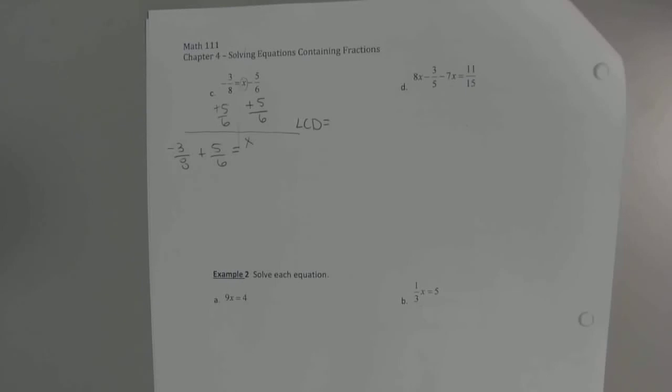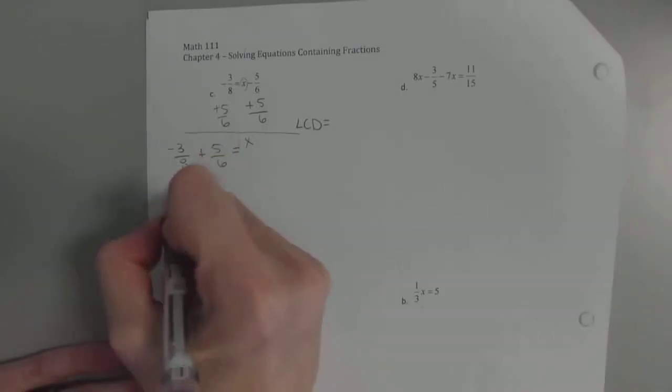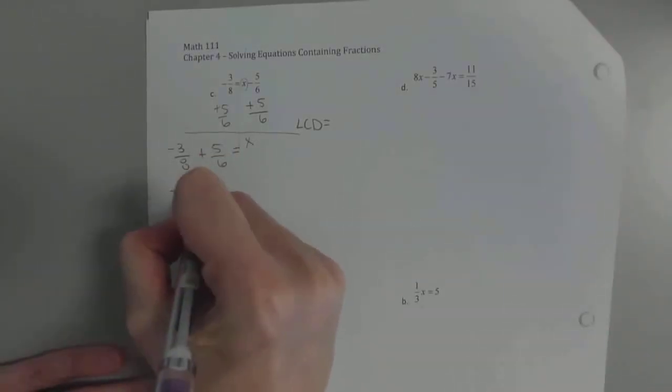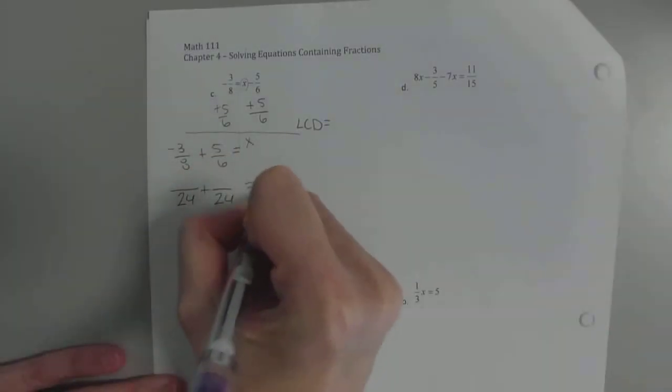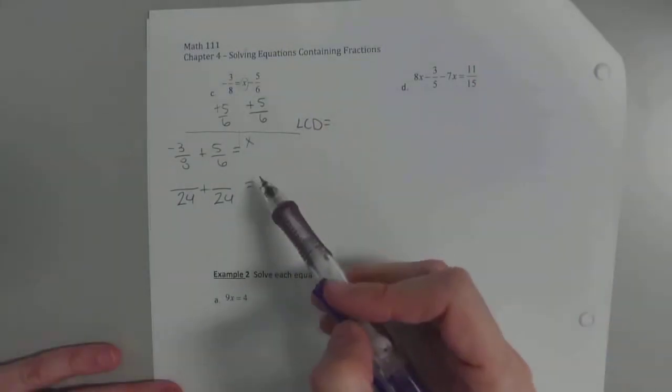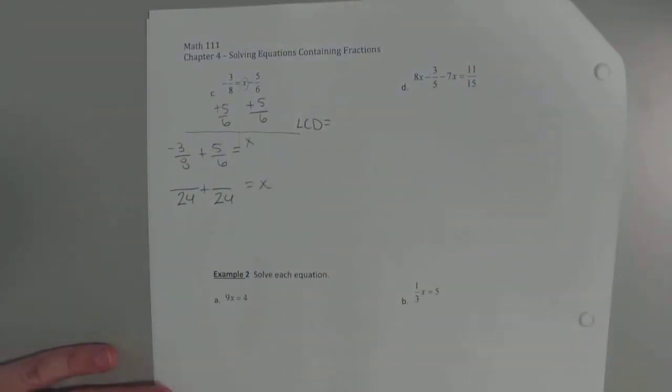Start with 8. Can 6 go into 8 evenly without a remainder? No. What's 8 times 2? 16. Can 6 go into 16 evenly without a remainder? Nope. If it was 4, it could, right? 8 times 3 is 24. Can 6 go into 24 evenly without a remainder? Yes. So our LCD is going to be 24. And guys, this equals x kind of just hangs out the whole time, all right?